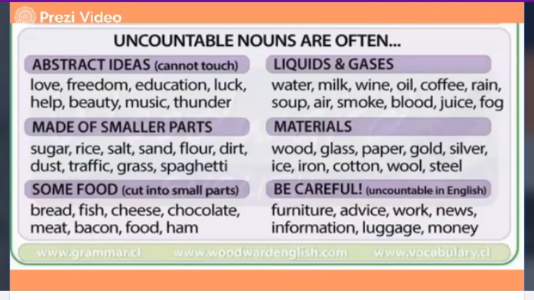Liquids and gases are a very good clue for uncountable nouns: water, milk, wine, oil, coffee, soup, air, smoke, blood, juice, fog, and rain. Materials are all the things from which you can build another object, like wood, glass, paper, gold, silver, ice, iron, cotton, wool, and steel. And be careful with these ones: furniture, advice, work, news, information, luggage, and money can be uncountable.